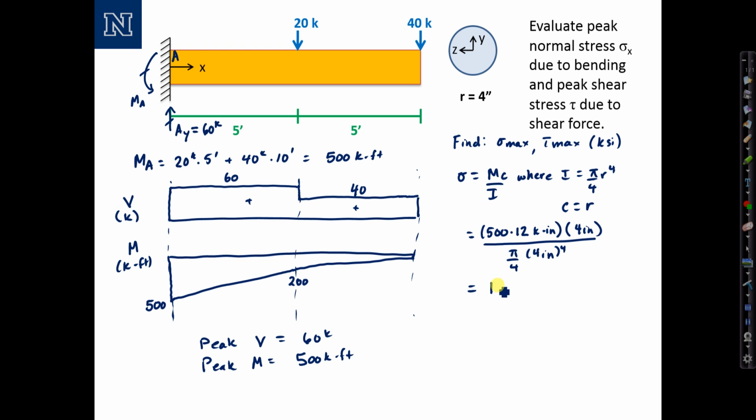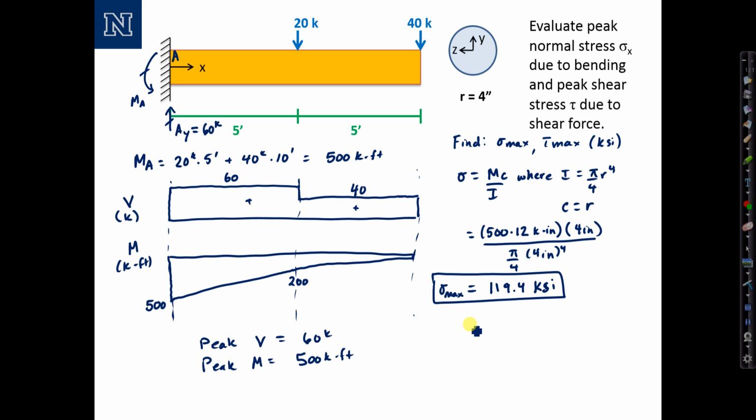This computes to 119.4. My units are kip inches squared divided by inches to the fourth, which leads to overall kips per square inch, or KSI. This is sigma max.